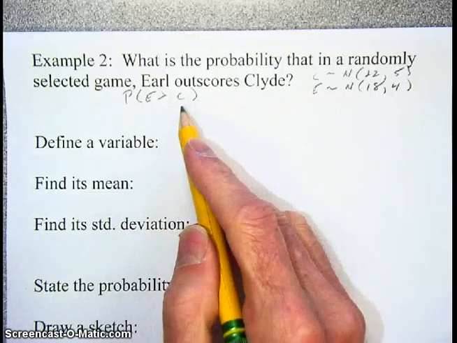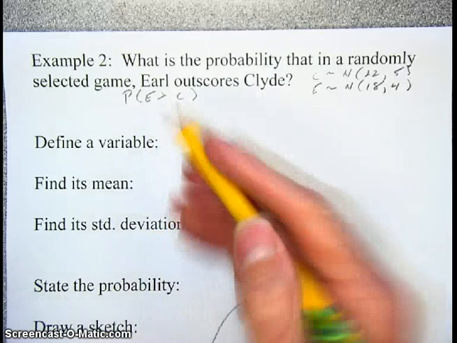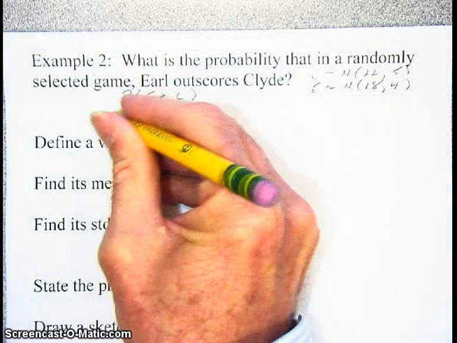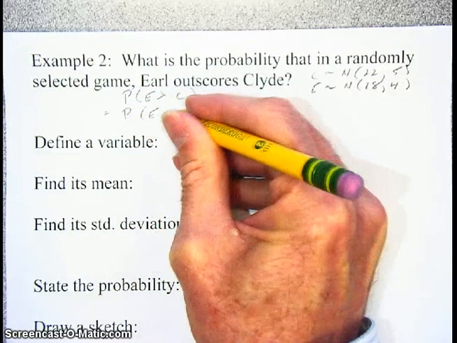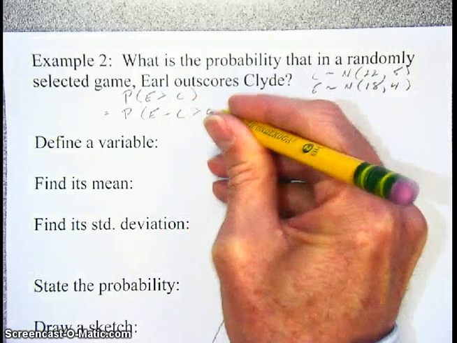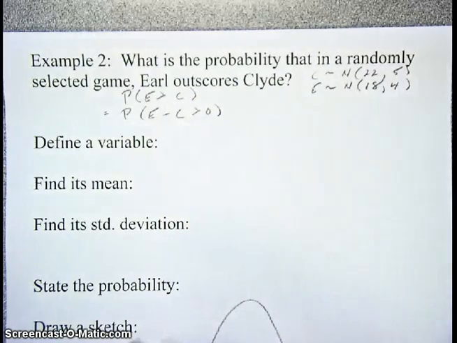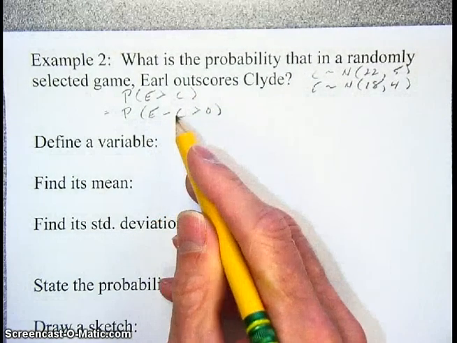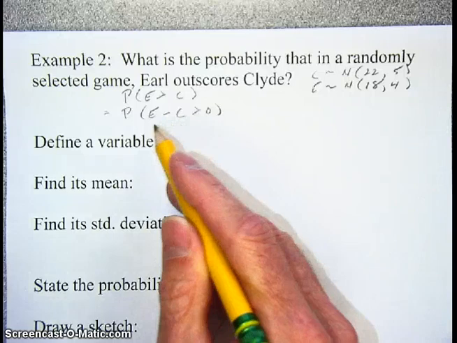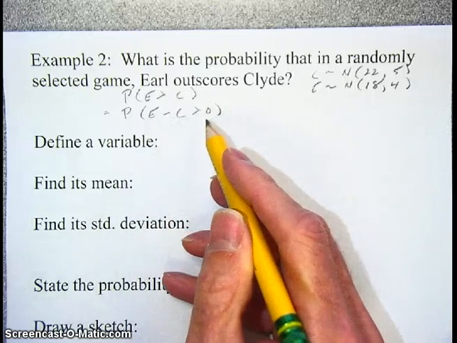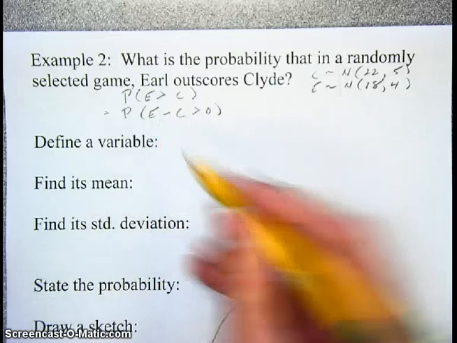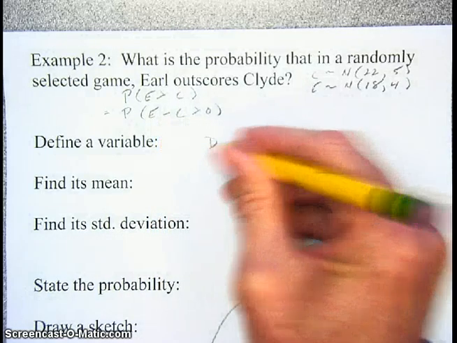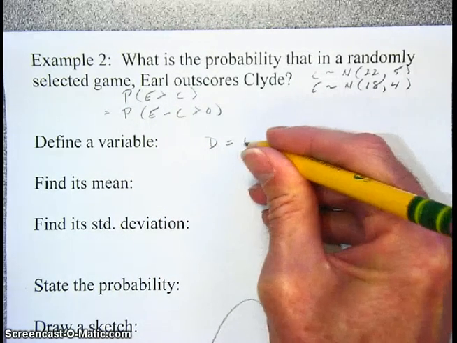And one way you could do it is just to subtract C from both sides in that inequality and rewrite it like this. The probability that E minus C is greater than 0. And in this case, this E minus C could be combined into one random variable, and then we'd have one random variable inside this expression, and we'd be in business. So we're going to define this variable as E minus C, and I'll call it D because it's a difference.